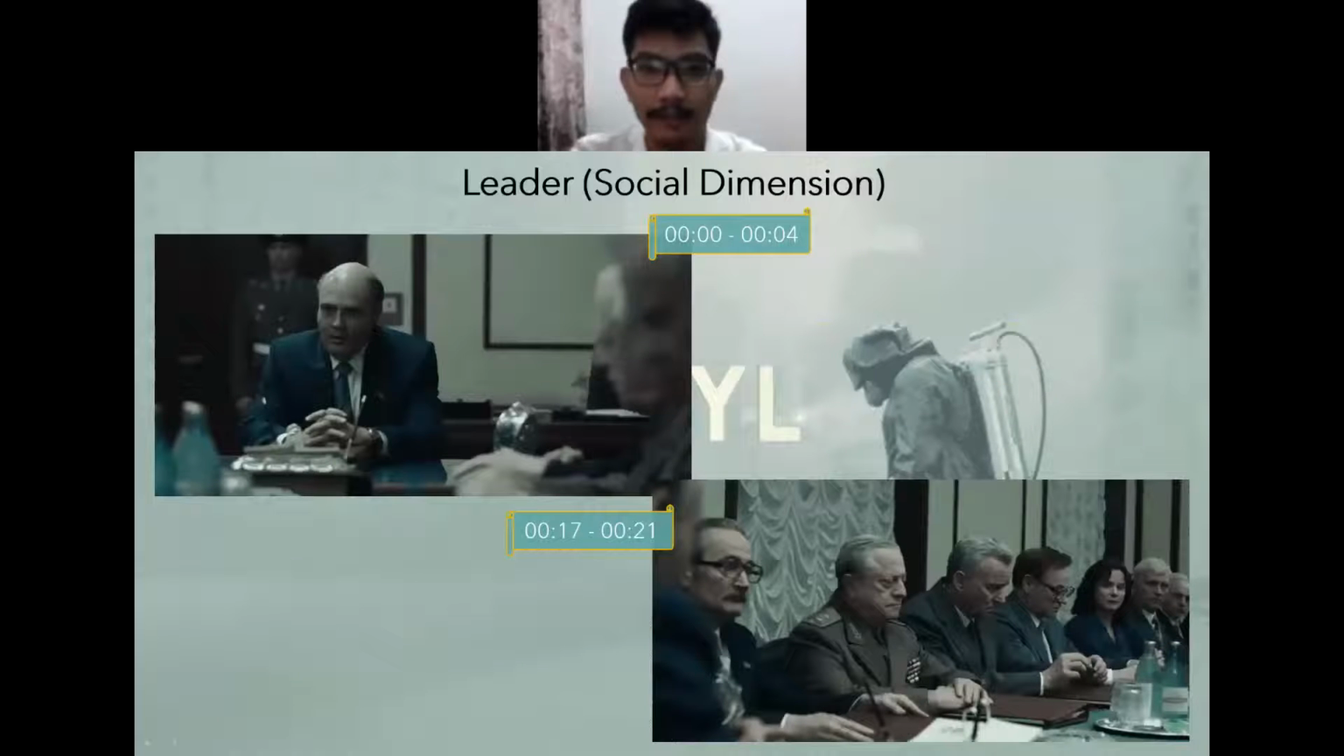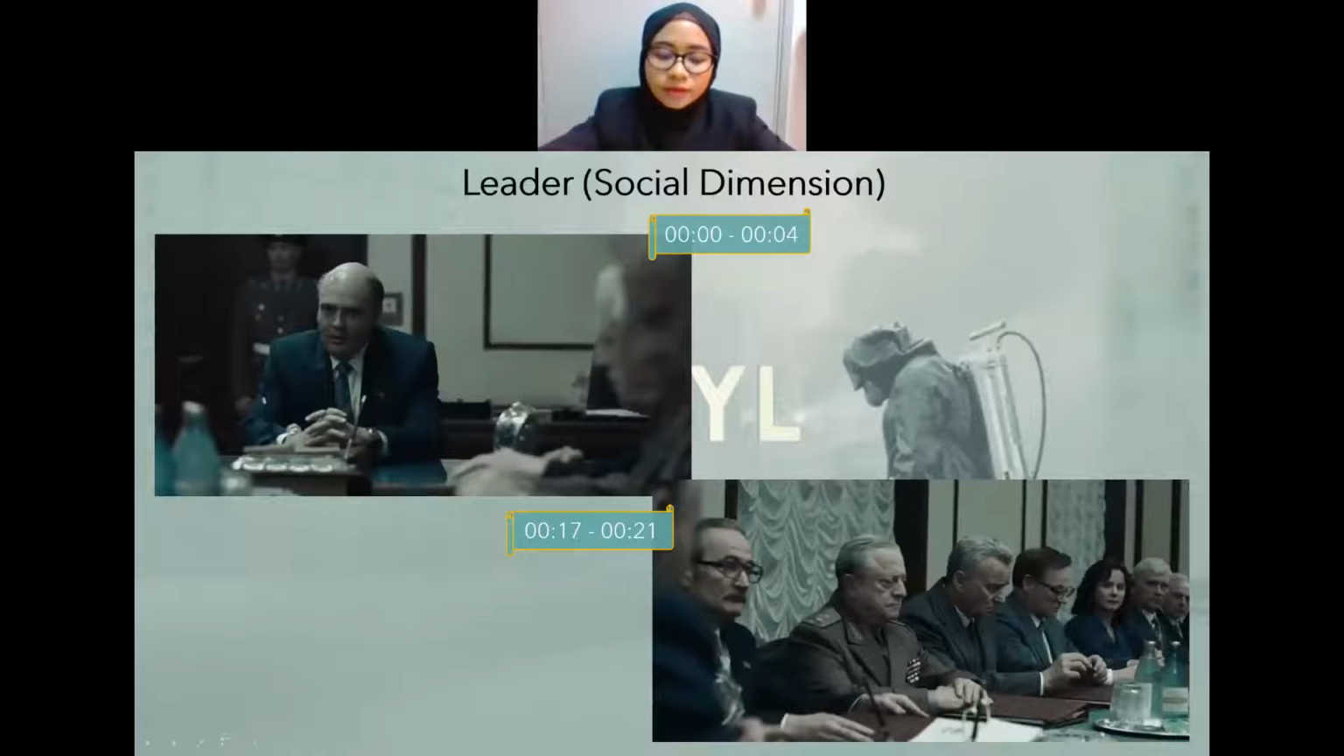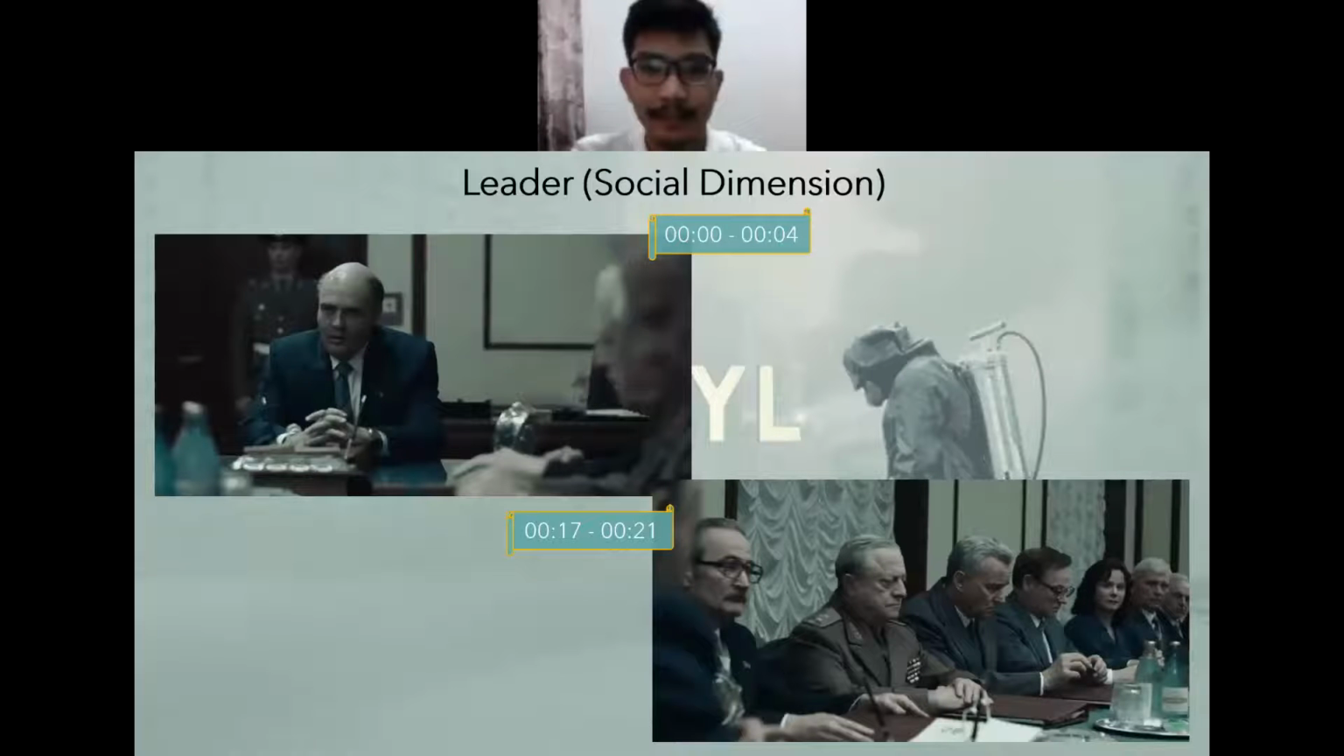Okay, for the social dimensions, the first one is the leader. The person having the most authority usually gives direct eye contact to everyone or the person that he or she talks to. This is to show credibility and leadership to the discussion participants or to that particular person. For example, in this case, Mikhail Gorbachev.